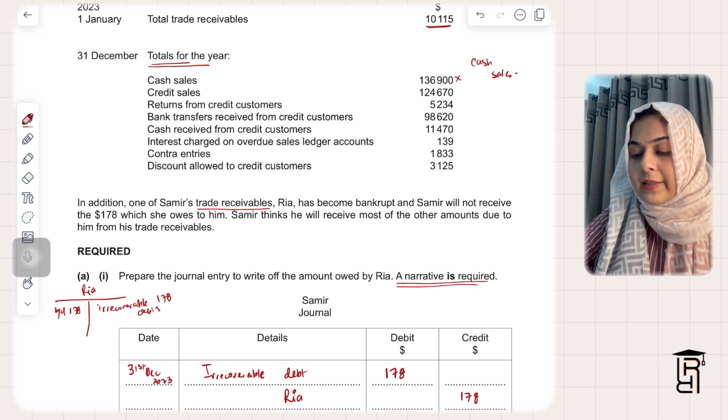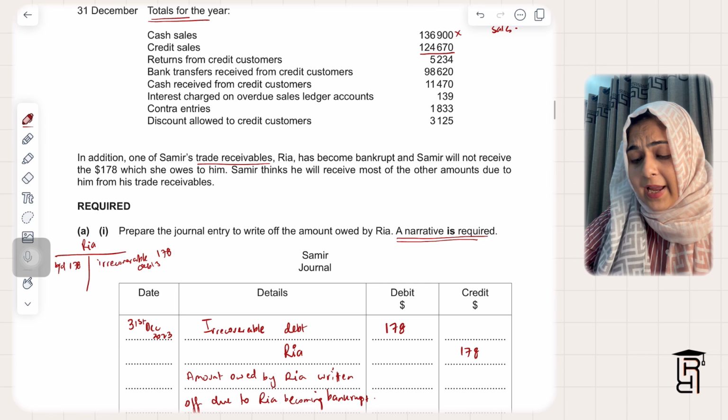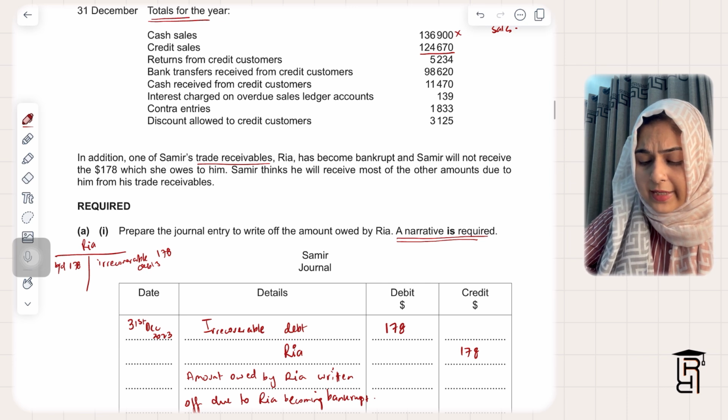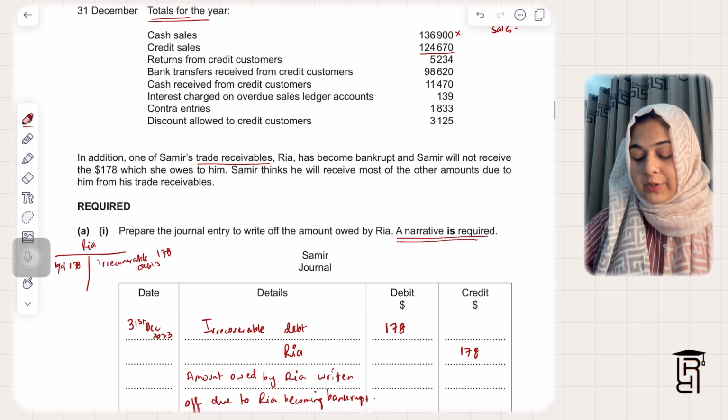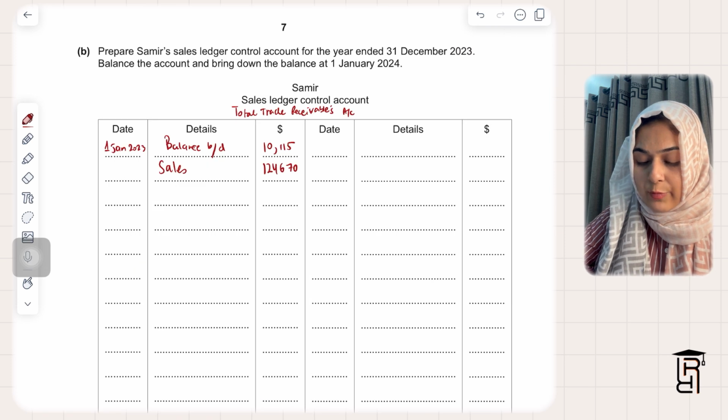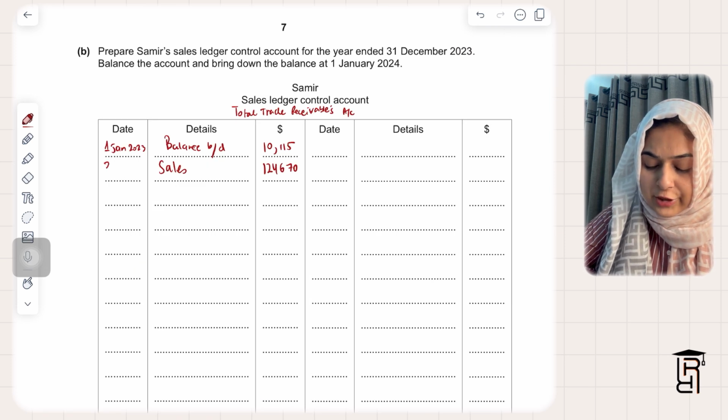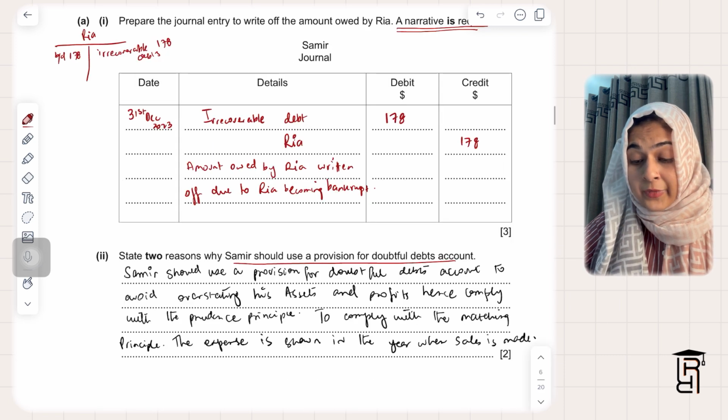Credit sales in this case is 124,670, and the double entry for credit sales is trade receivables account debit, sales account credit. So we are going to debit trade receivables with sales, and this is going to come on the debit side of the sales ledger control account. I'm going to write here 31st December 2023.